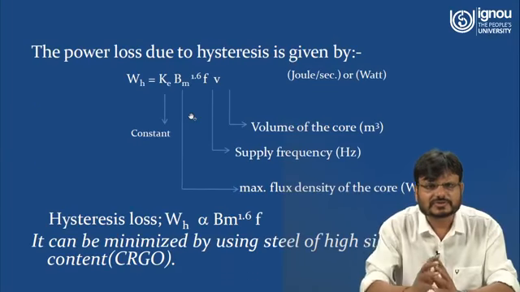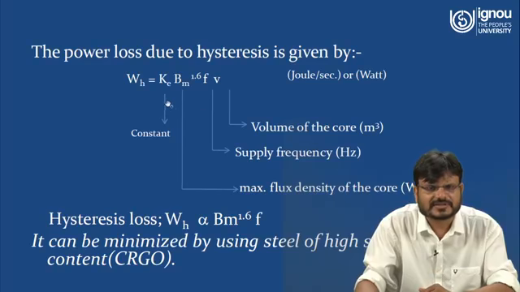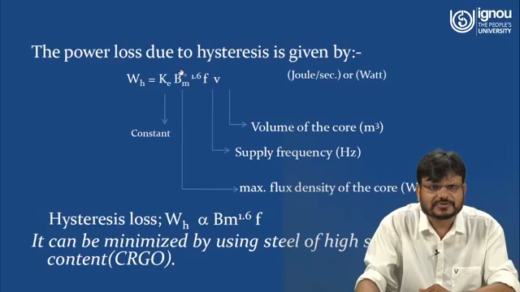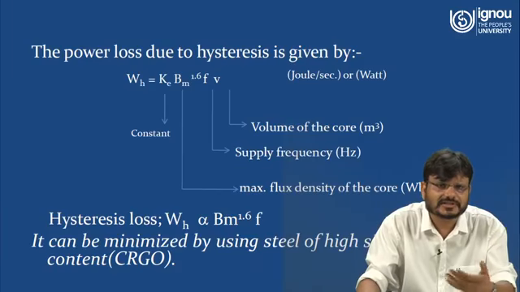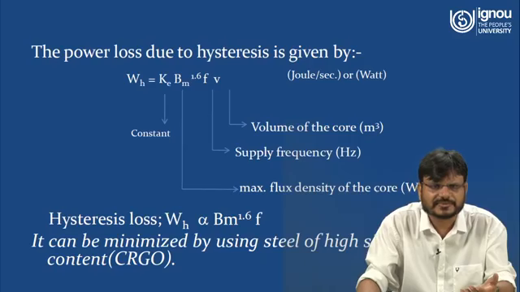So the power losses due to hysteresis can be given by this formula, Kh Bm to the power 1.6 multiplied by frequency and multiplied by V, where Kh is a constant, and Bm is the maximum flux density of the core, generally denoted in Weber per meter square, and f is the supply frequency. Generally this supply frequency is also constant. In India the frequency is 50 Hz, but anyhow if this frequency changes, the hysteresis losses will also change.